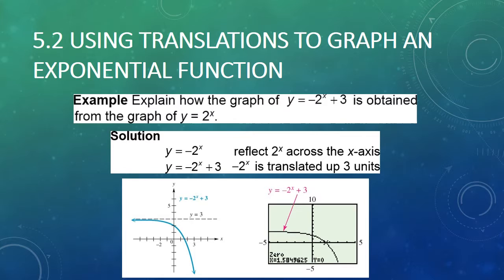Okay, the negative sign out front is a reflection across the x-axis. The plus 3 is a translation up of 3 units, and you see there the graph.